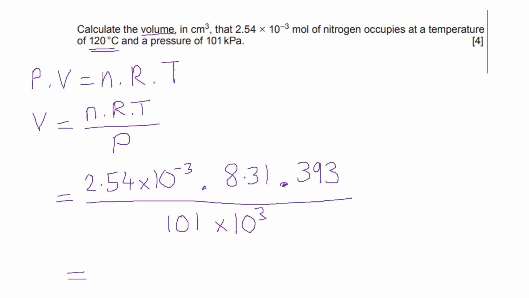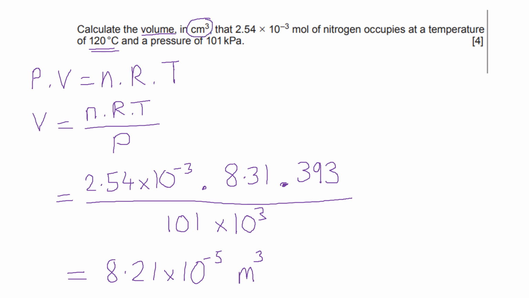And it comes out as 8.21 times 10 to the minus 5 meters cubed. I've left the number in the calculator. Now we need to convert that into centimeters cubed. That's the aim of the question.